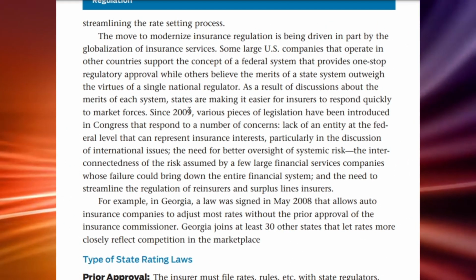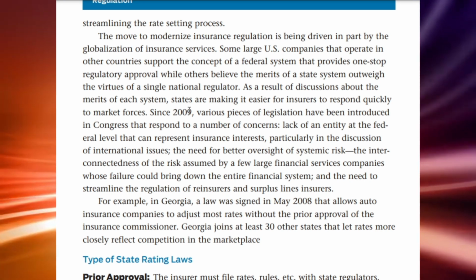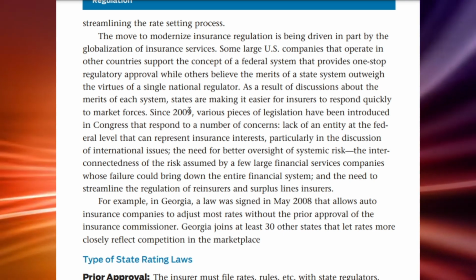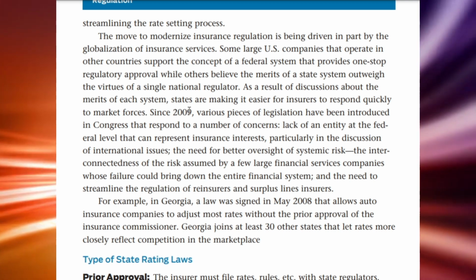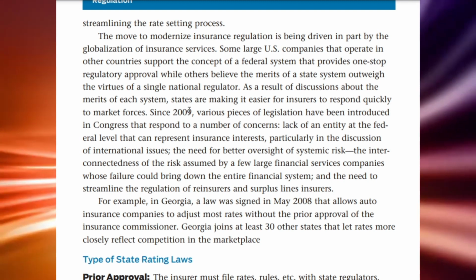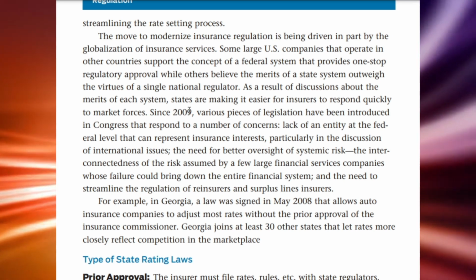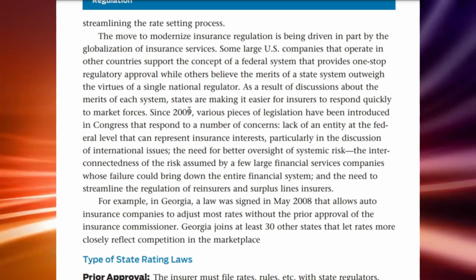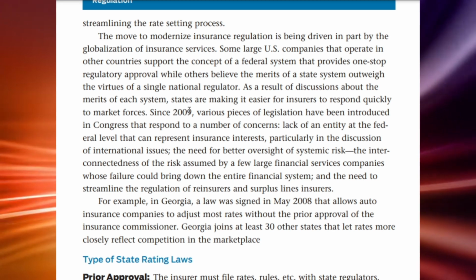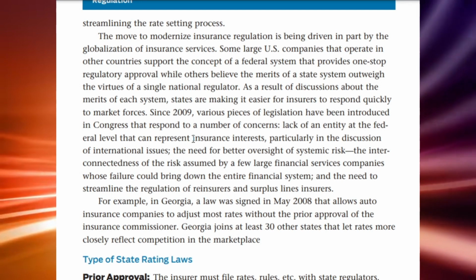For example, in Georgia, a law was signed in May 2008 that allows auto insurance companies to adjust most rates without the prior approval of the insurance commissioner. Georgia joined at least 30 other states that let rates more closely reflect competition in the marketplace.